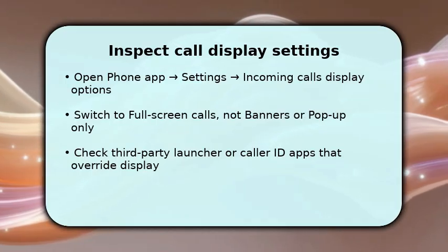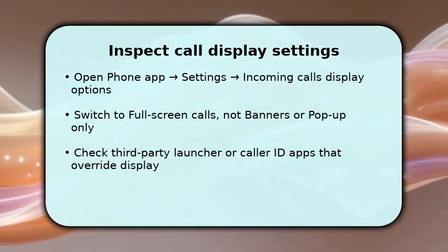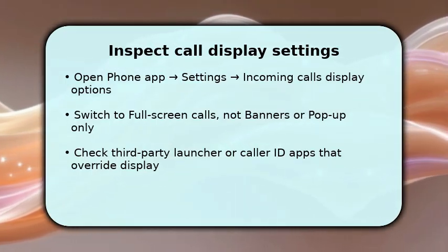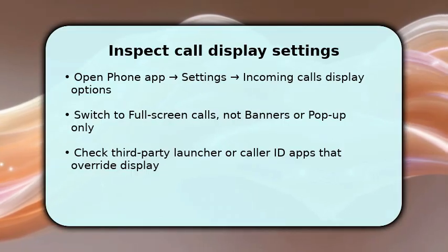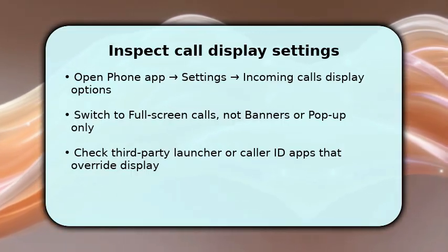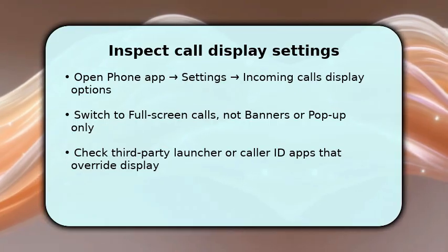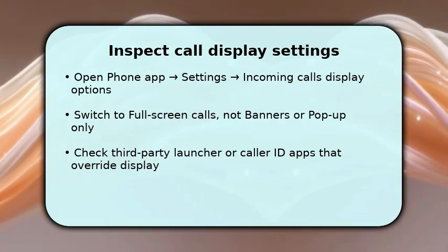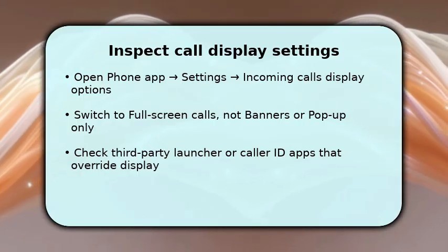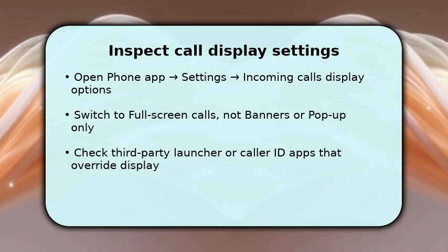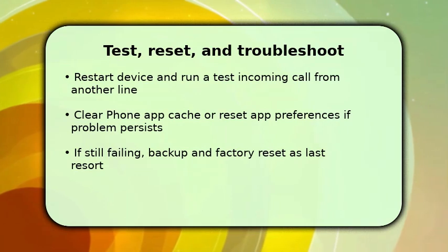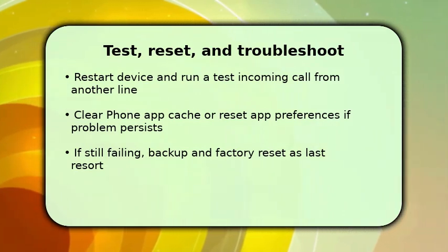Make sure any third-party launchers or caller ID apps aren't set to override the default. If they are, either configure them to show full screen or temporarily disable them to test the native behavior and rule out conflicts. Finally, verify changes with a restart and a test incoming call so you can observe the new behavior. Restarts often apply permission changes.